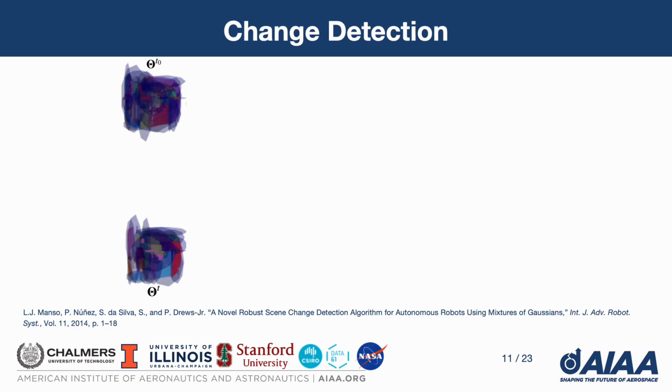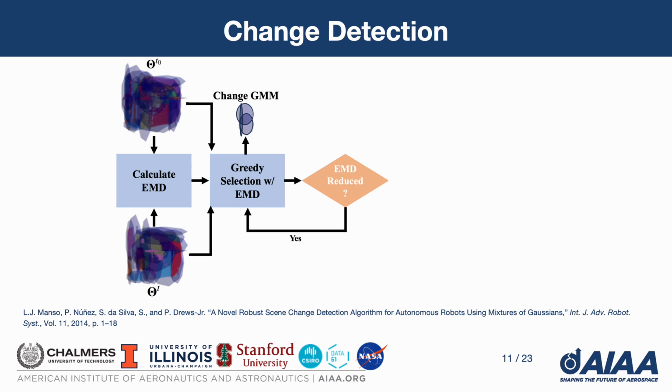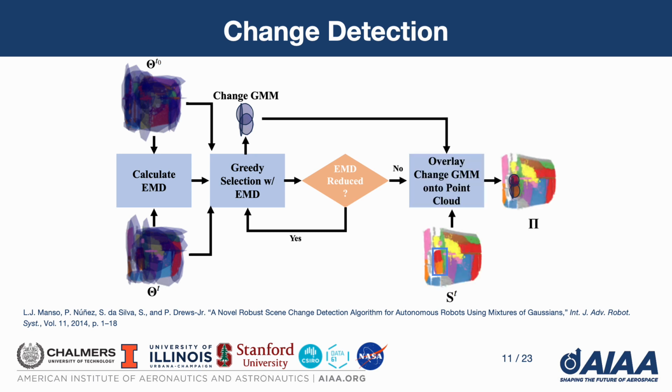This figure shows the change detection part of the pipeline. First, the point clouds are clustered into GMMs, which are used as input to the change detection pipeline. Next, the EMD is calculated between the two distributions. If the EMD is above a change tolerance threshold, the Gaussian from the after GMM that contributes the highest degree to the EMD is removed from the after GMM to the final change GMM. This process repeats until the EMD approaches 0 or is below the threshold. Finally, the change GMM is overlaid upon theta T, the after point cloud, to highlight the changes in the scene.